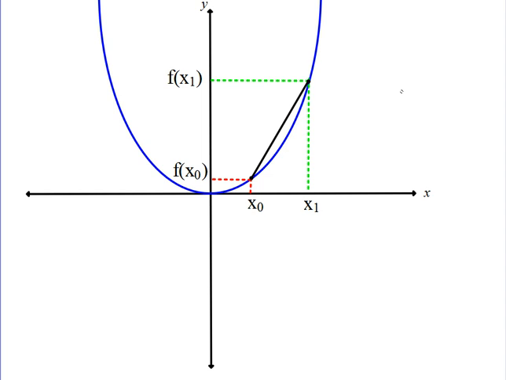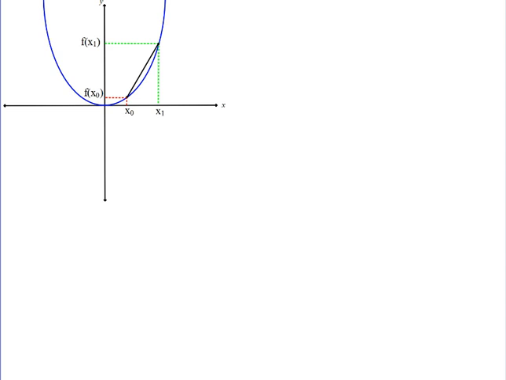Now, we know how to calculate the slope of this line. Using our Algebra 1 skills, we simply find the change in y over the change in x. In this case, it would be f of x1 minus f of x0, all over x1 minus x0, and we can calculate the slope of that secant line. We need to be able to calculate the slope of any secant line in any function, and that's simply two x values. We want the difference between those two x values in the denominator and the difference between their corresponding y values in the numerator.